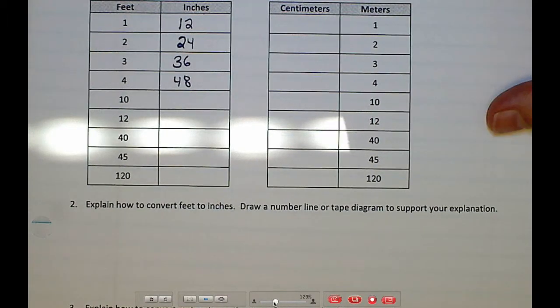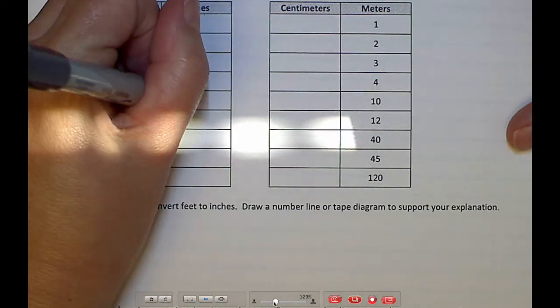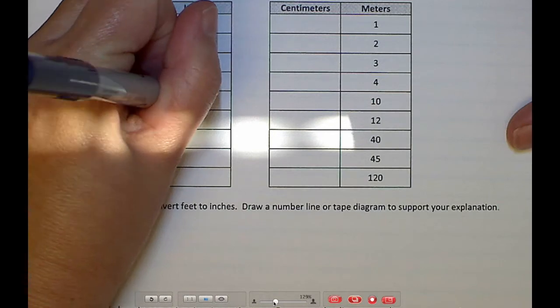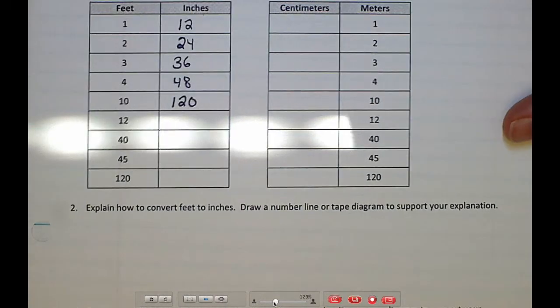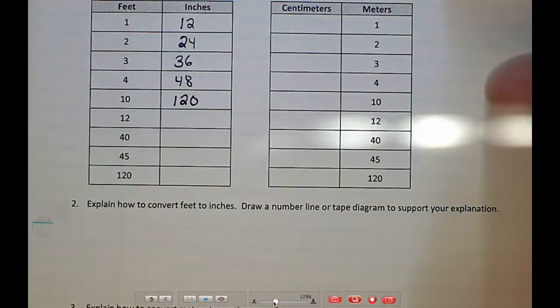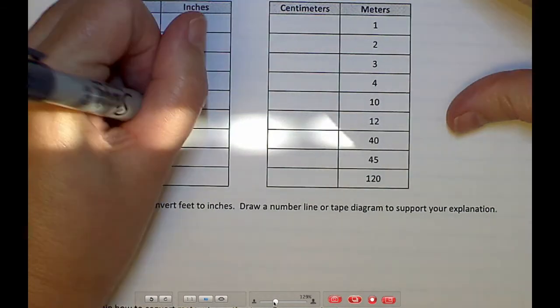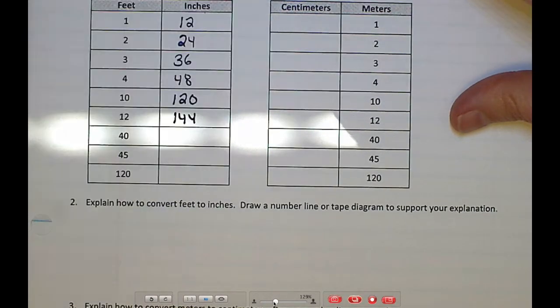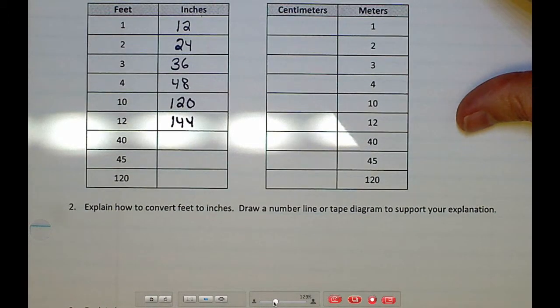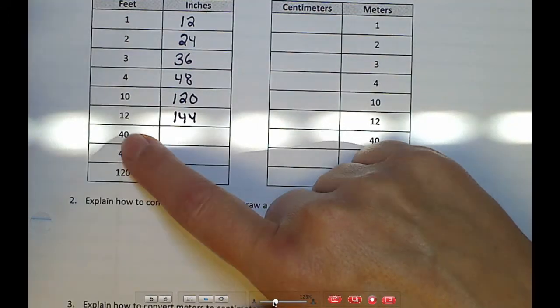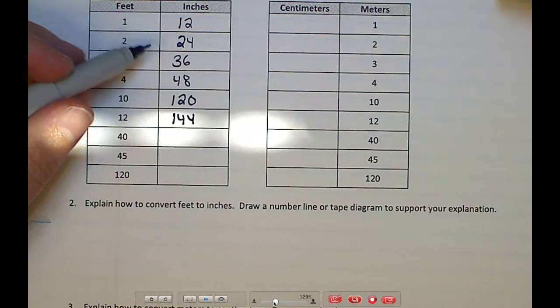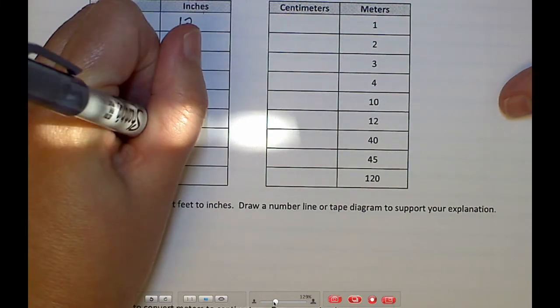10. 120. Remember when you multiply by 10, it's just that number plus a 0. So what is 12? 144. Then if we have it times 40, remember you can cover the 0. 12 times 4 is 48. Add the 0 back.